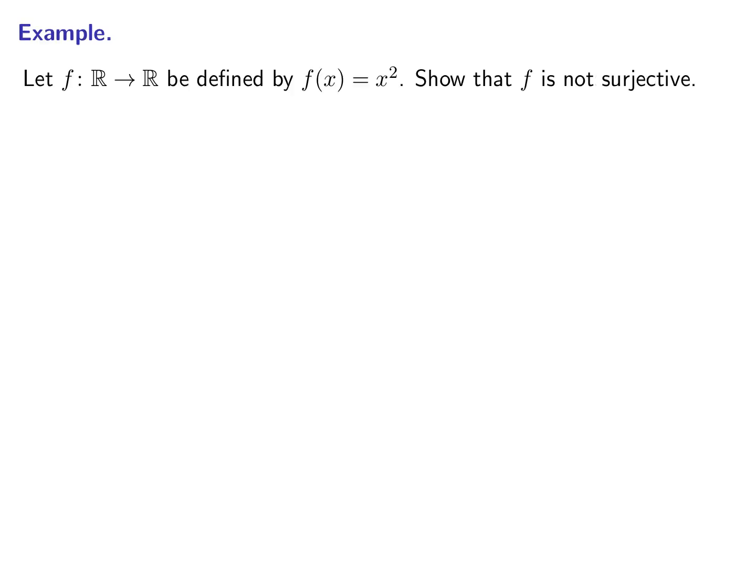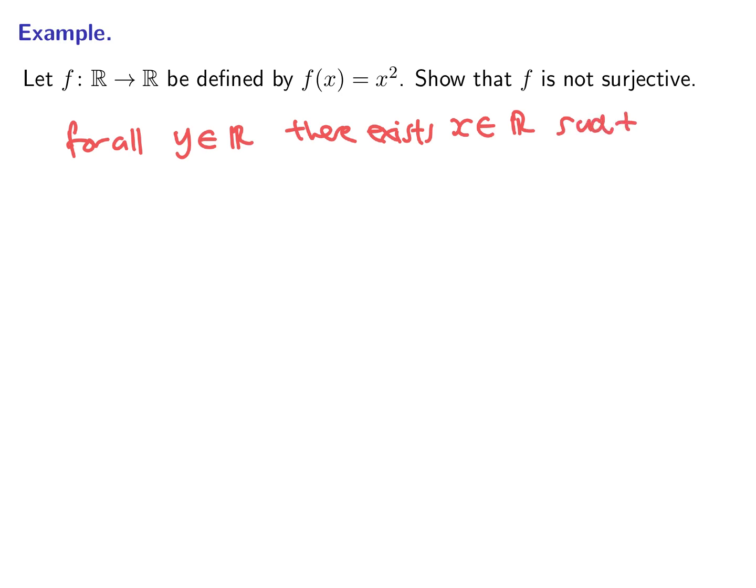Now, let's take a look at this example. We want to show that f, a function from R to R, defined by f(x) equals x squared, is not surjective. All right. So again, we need to negate the definition of surjectivity. So f is surjective if what? For all members in its codomain, in this case R, for all y in R, there exists x in R such that f(x) is equal to y.